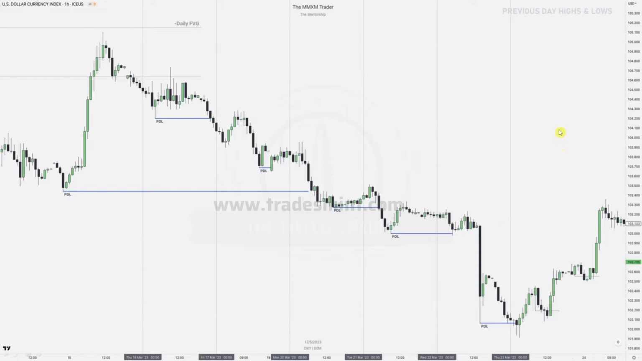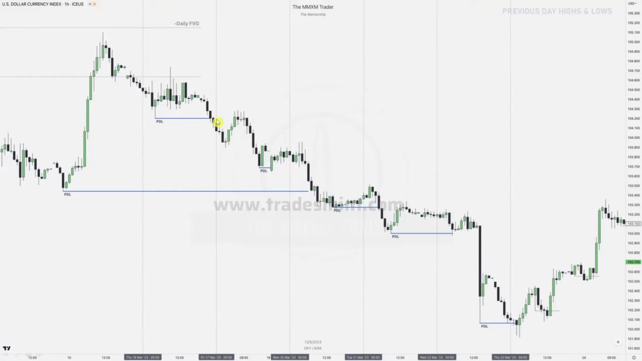Let's look at this intraday chart, 1 hour chart again. Daily fair value gap hit, higher time frame, right? Continuing in bearish order flow. Outline your previous daily lows every time. That's the liquidity pool. Trading lower during the week.